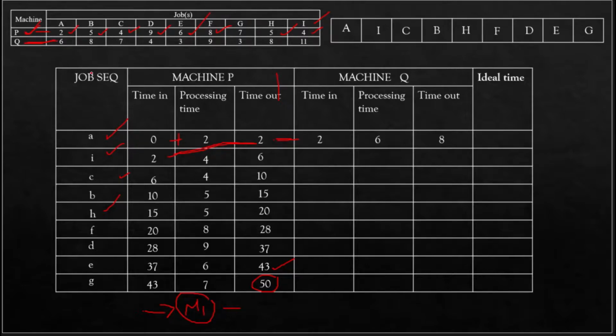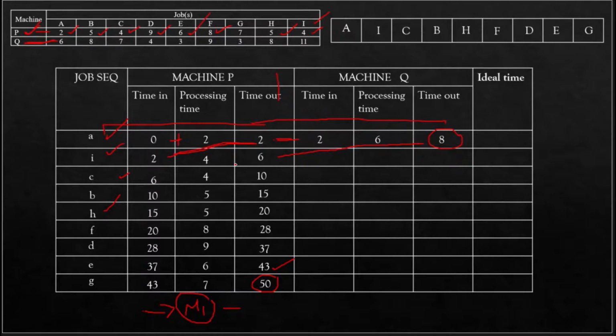See here, we want to cross check once. The processing time of job A for machine Q takes 8 hours, which means the total process of the A job is 8 hours in total.